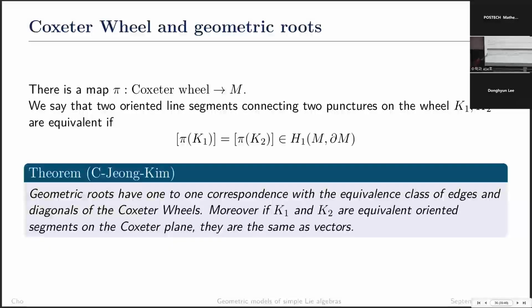And then we show that geometric roots are in one-to-one correspondence with equivalence classes of edges and diagonals or spokes of the Coxeter field. So this is the classification theorem of roots. We have the Coxeter field, and if you just look at edges or diagonals, then they are the geometric roots. And when they are equivalent, then they define the same vectors. So that's also another result.